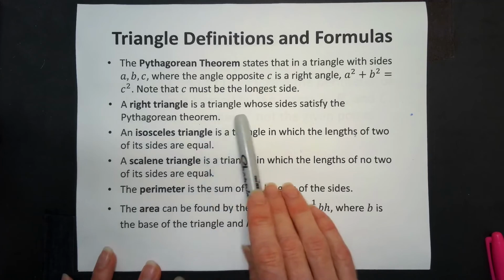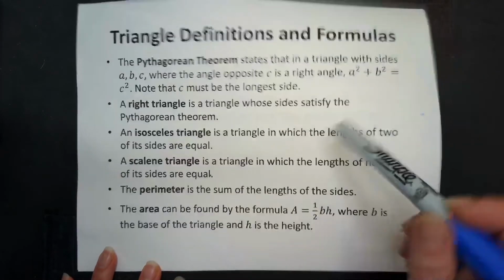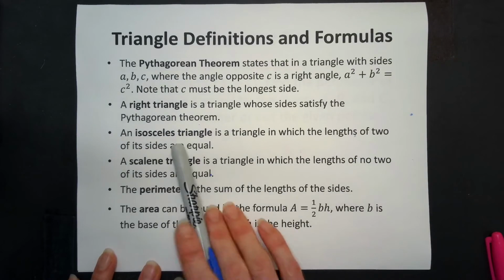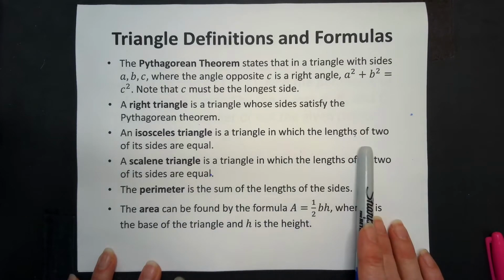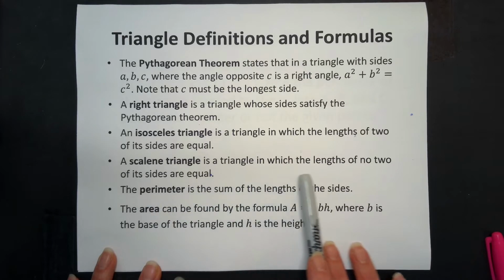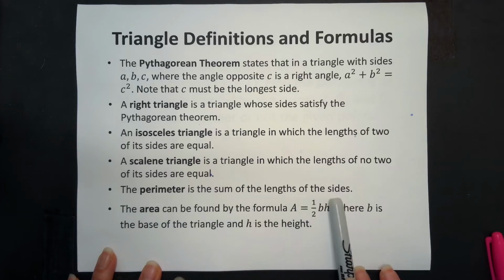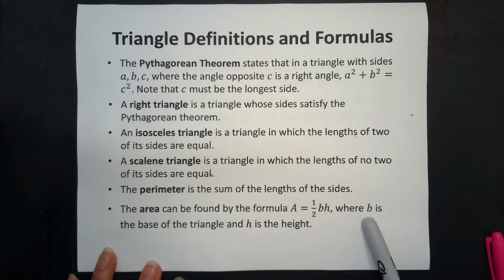A right triangle is a triangle that satisfies the Pythagorean theorem, because it has to have a right angle to satisfy the Pythagorean theorem. An isosceles triangle is a triangle in which the lengths of two sides are equal. A scalene triangle is a triangle in which the lengths of no two sides are equal. The perimeter is the sum of the lengths of the sides, and the area can be found by the formula area equals 1/2 base times height, where b is the base of the triangle and h is the height.